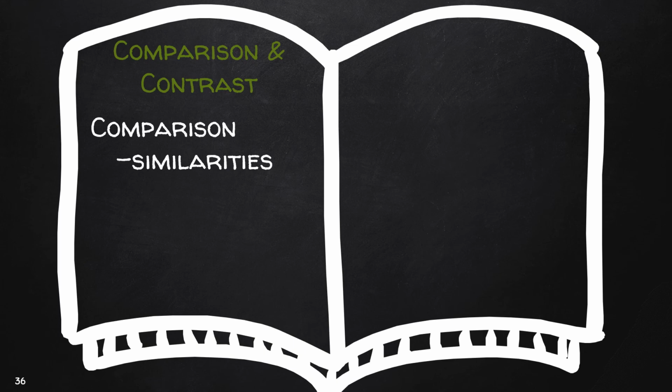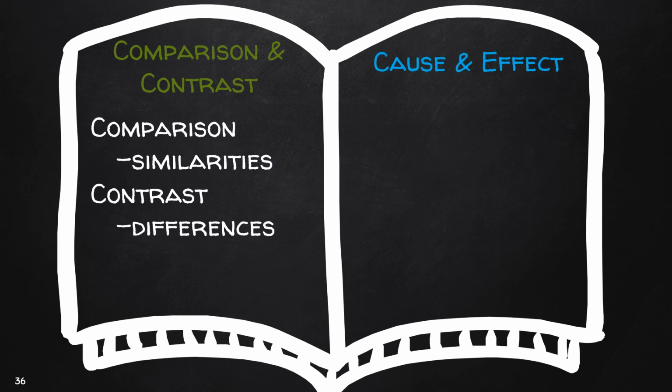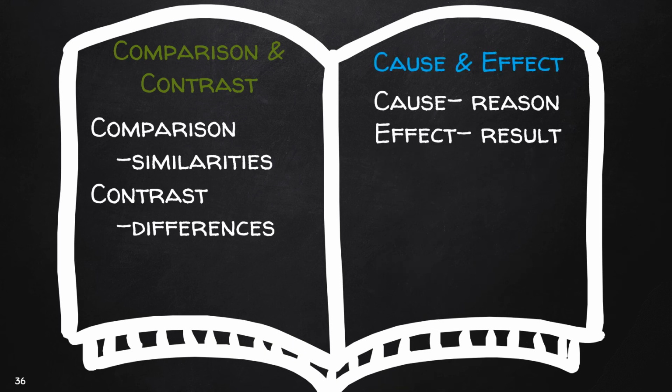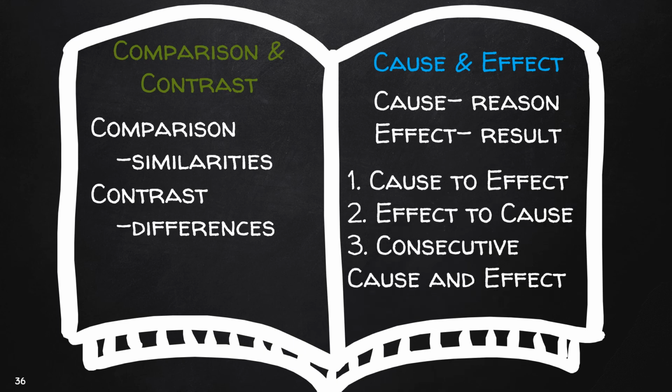Let's try to summarize now our discussion starting with comparison and contrast pattern. To compare things is to show their similarities, while to contrast is to highlight their differences. In terms of cause and effect pattern, cause is the reason and effect is the result. There are three ways on how to use cause and effect pattern, namely cause to effect, effect to cause, and consecutive cause and effect.